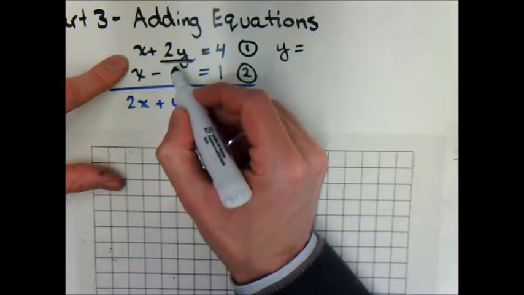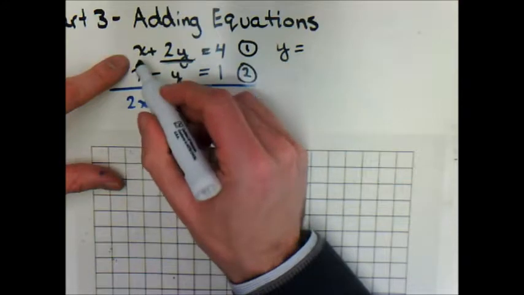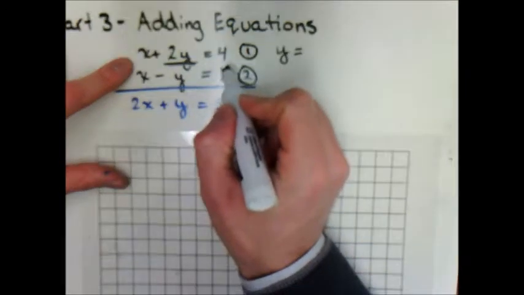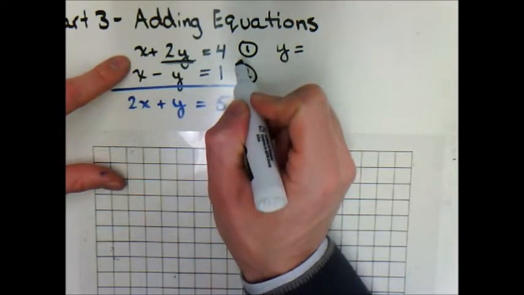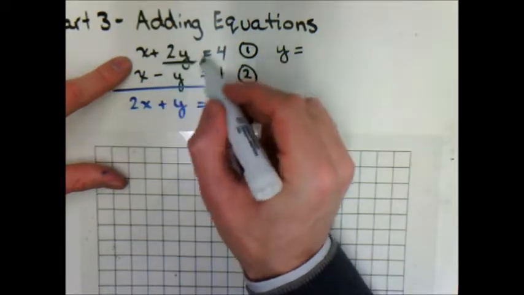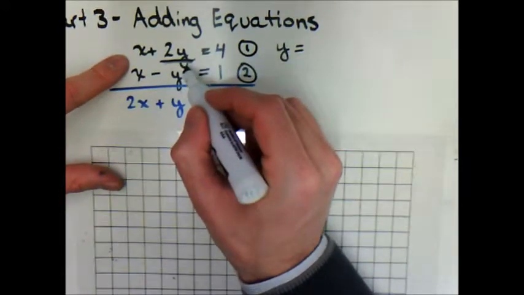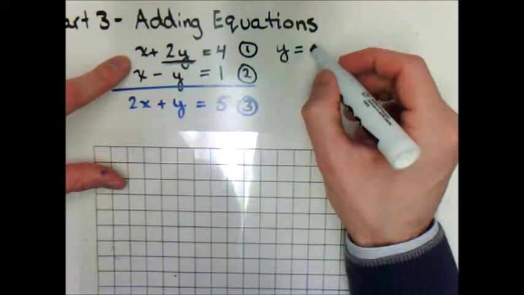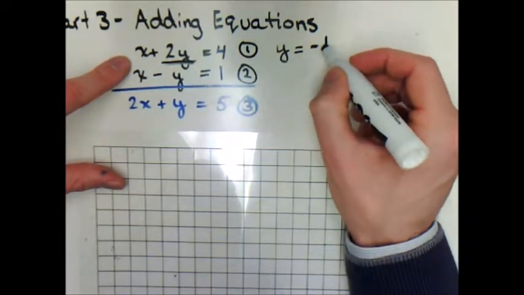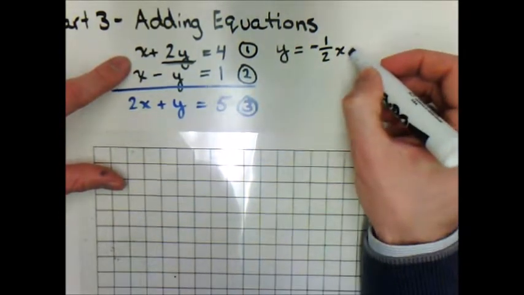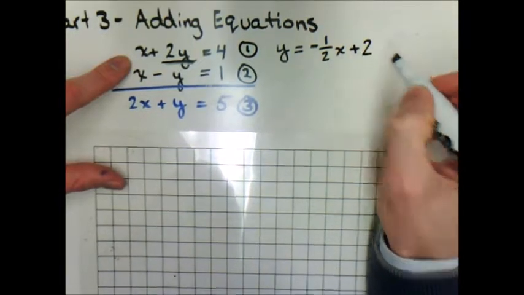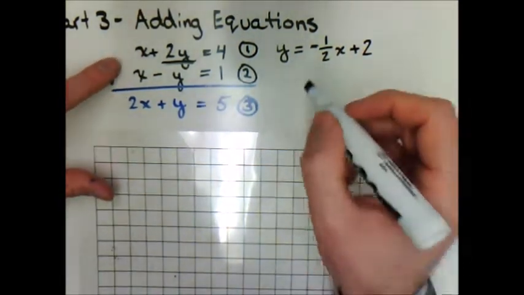So I'm doing two steps in one. I'm subtracting x from both sides, so I'll have 4 minus x. Then I'm dividing all the terms by 2 so that I can get y by itself. So y is going to equal negative 1/2 x plus 2. You don't have to do the math on that one. You can just trust it.